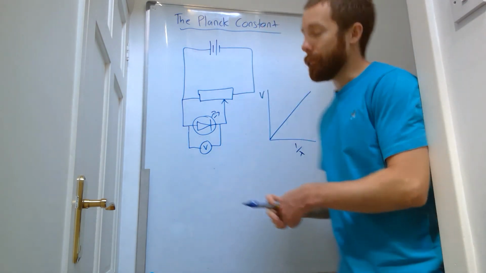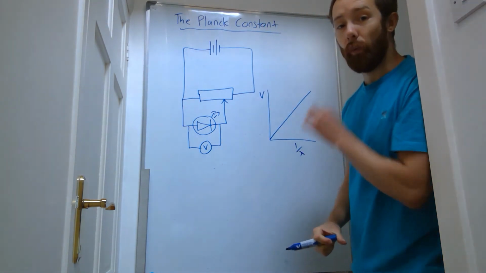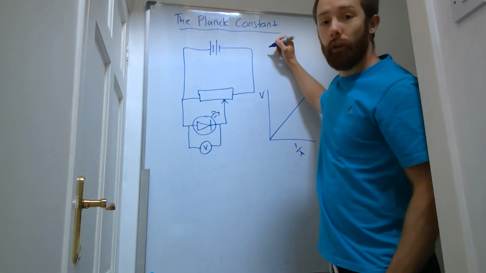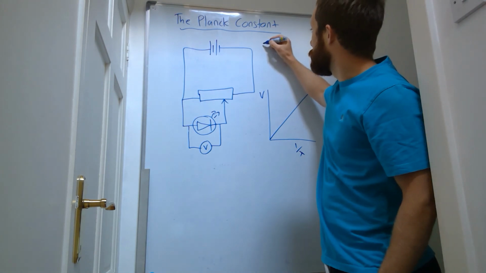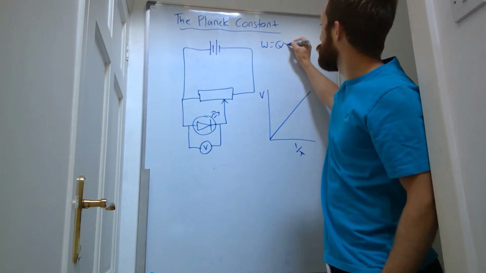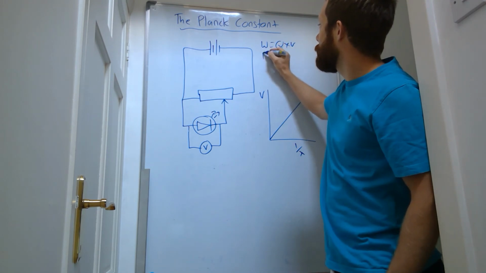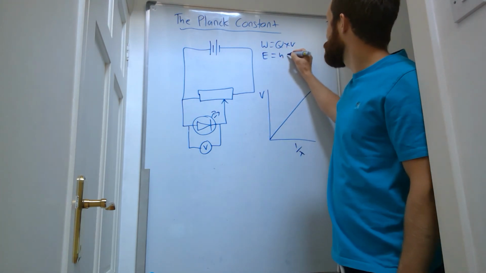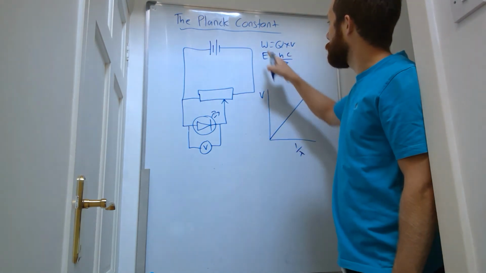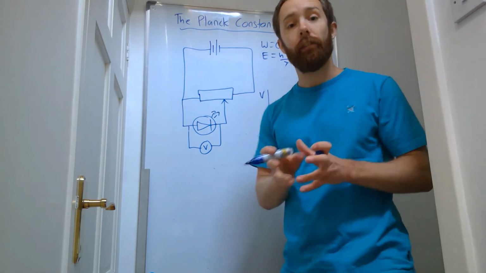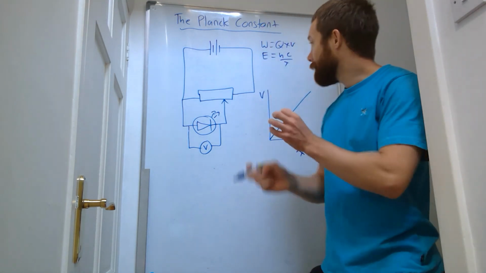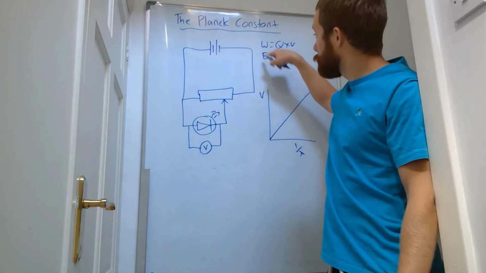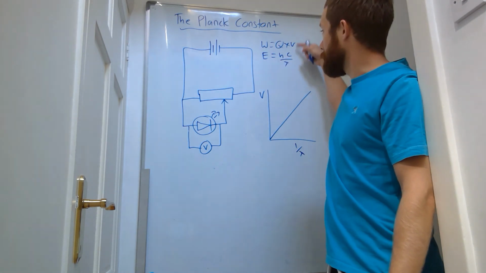Now, we're going to be plotting a graph of voltage on the y-axis and 1 over lambda, 1 over wavelength, on the x-axis. The reason for this is that we know the work done equals charge times voltage. We know the energy of the photon of light is equal to hc over lambda, and we know that these two equate to each other at the threshold voltage. So at the point that the electron only just does enough work to create a photon, these two are equal to each other.